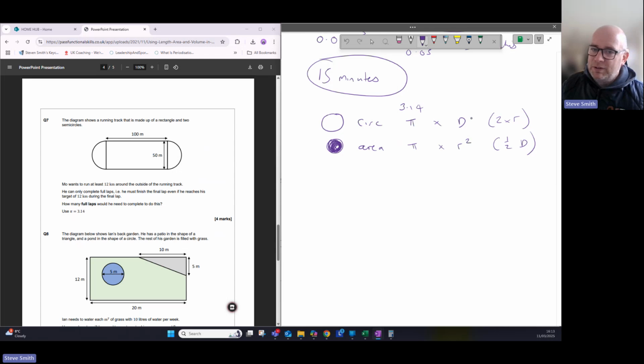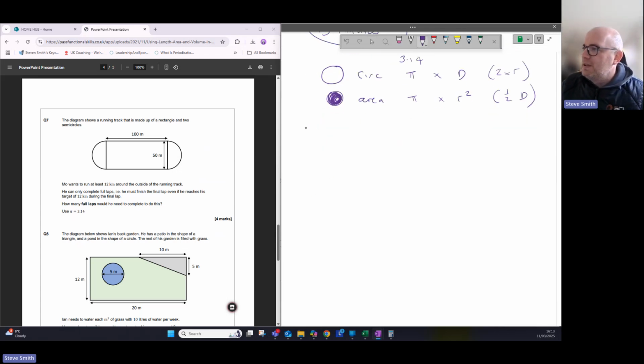So when we say radius squared, it's not 2 times the radius. That is what the diameter is, double. The radius is from the outside into the dot in the middle, and the diameter is from the outside traveling through the middle to the other side. So you can see it's double. Okay, so let's look at the first question on this circles one here.